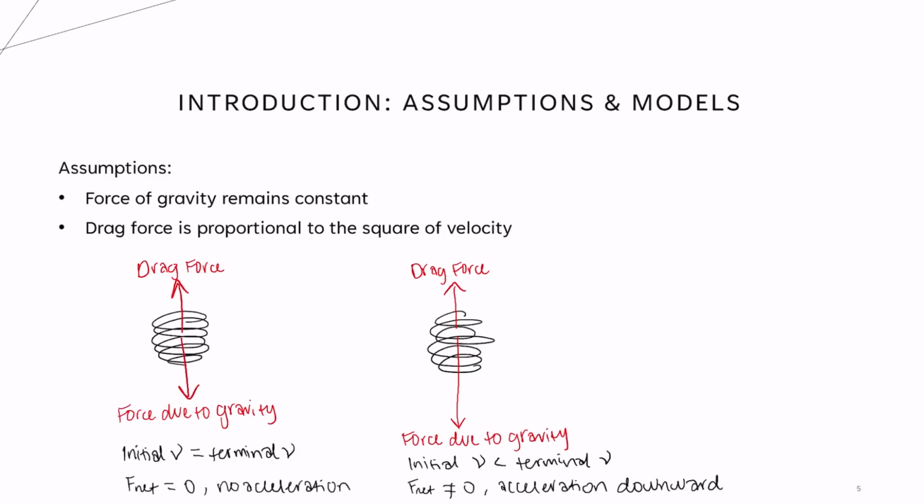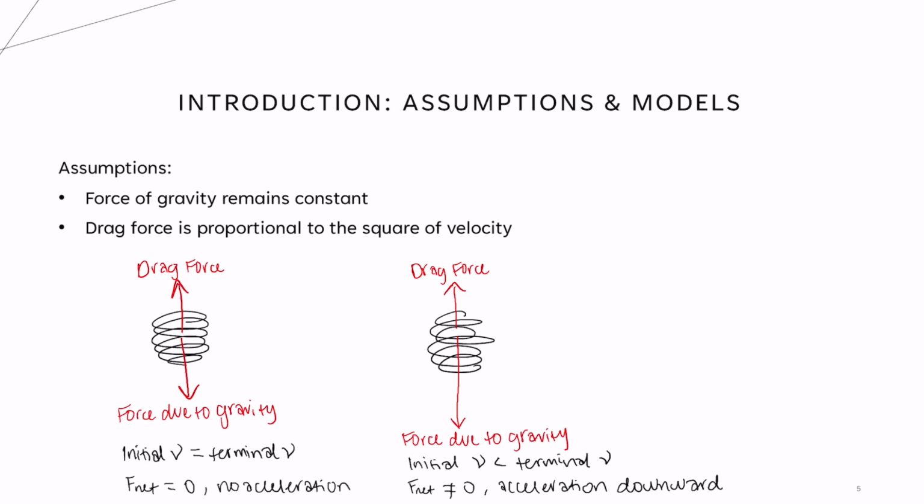So I assumed that the force of gravity remained constant, and I also assumed that the drag force was proportional to the square of the velocity. And then here I have models of two scenarios. The first one on the left, you can see the drag force and the force due to gravity are balancing each other so that there's no acceleration and the speed remains constant, and F net equals 0.